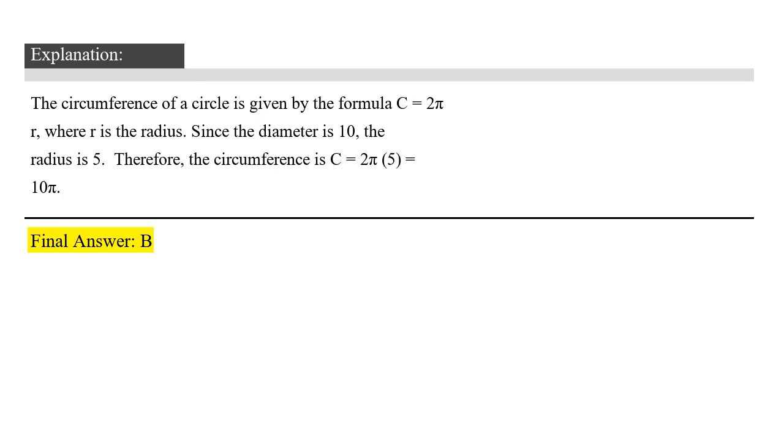The circumference of a circle is given by the formula C equals 2 pi r, where r is the radius. Since the diameter is 10, the radius is 5. Therefore, the circumference is C equals 2 pi times 5, equals 10 pi.